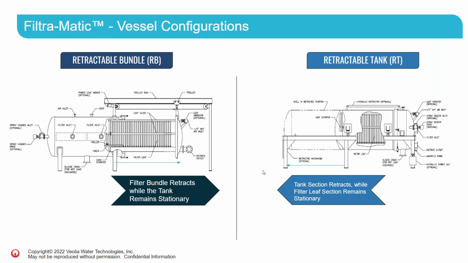This is the two types that we looked at. It can be a retractable bundle, or it can be a retractable tank. The retractable bundle is where the leaf bundle is moved out, and typically this is used for dry cake discharge, or you can have the shell of the vessel come out, and that is typically used for wet cake discharge.